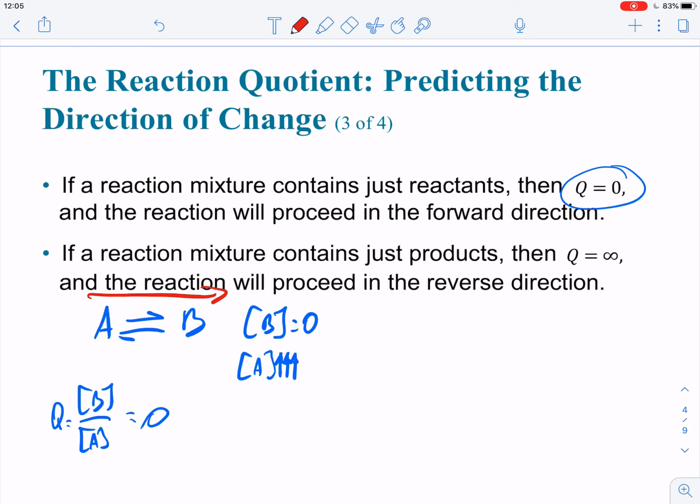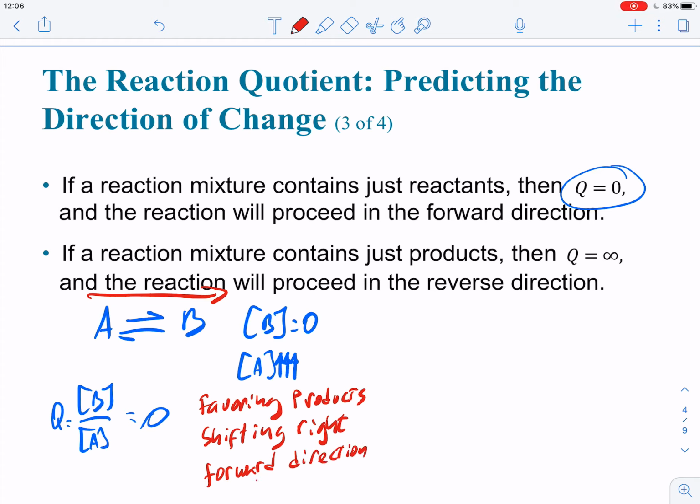Let's write that. So favoring products, shifting right. Think of them in terms of synonyms. Favoring the products is the same as saying the reaction shifting right, or this is forward direction favored. Any of those is conveying exactly the same information. So that is if Q equals 0.